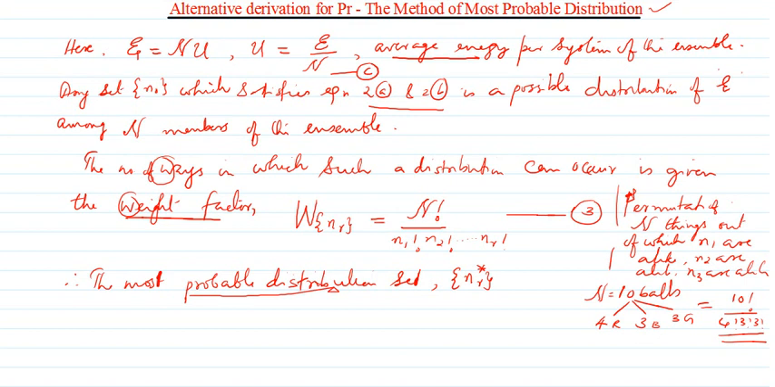Okay, so I'm borrowing the same concept here. The most probable distribution set, which is labeled as NR star, would correspond to maximum number of W. Okay, maximization of W. Because what is W? W represents the number of ways in which such a distribution can occur.